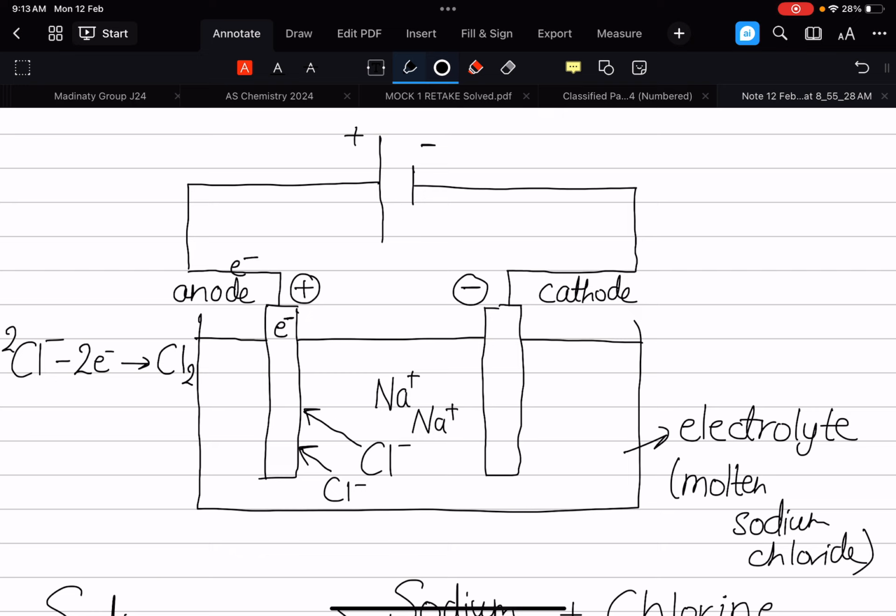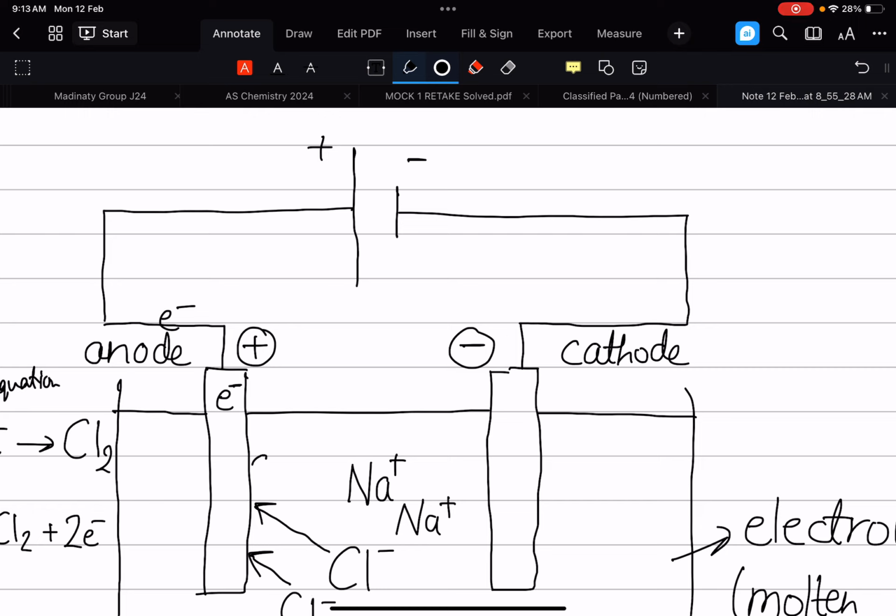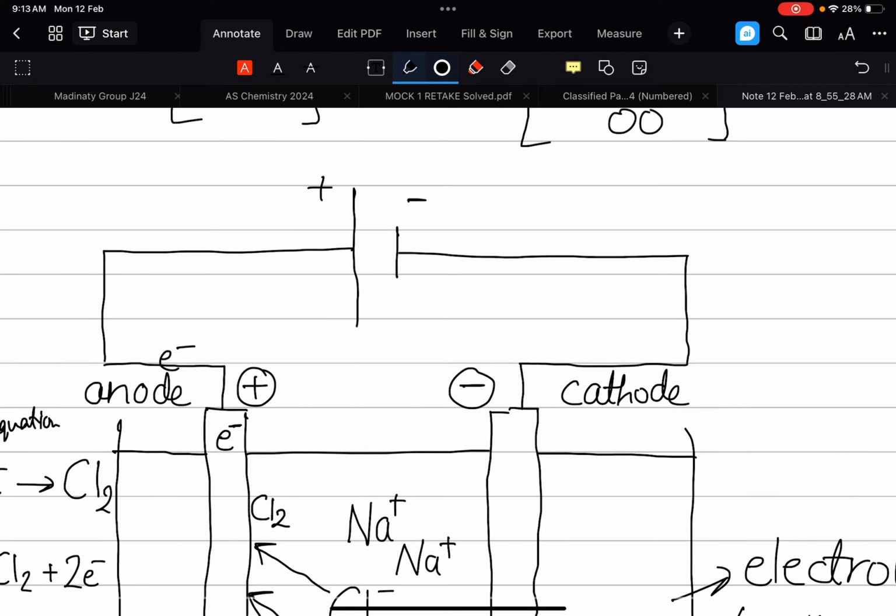Okay, it's better to write this ionic half equation like this: 2 chloride ions gives us chlorine plus 2 electrons. Simply, we switched or placed the electrons on the other side. Okay, now the chloride ions, after they lost the electrons, form chlorine element at the anode. So we'll observe some bubbles or a green gas at the anode.